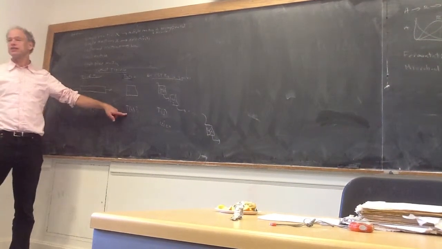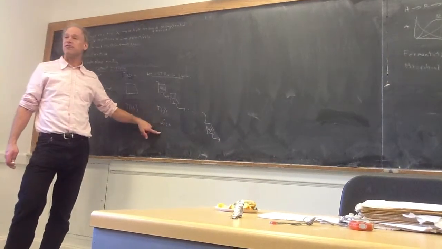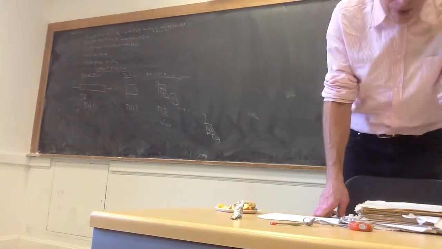In a batch reactor, it's T of t. In a plug, it's T of z. In N CSTRs in series, it's T of n. So that's what I mean by a temperature profile, or an optimal temperature profile.